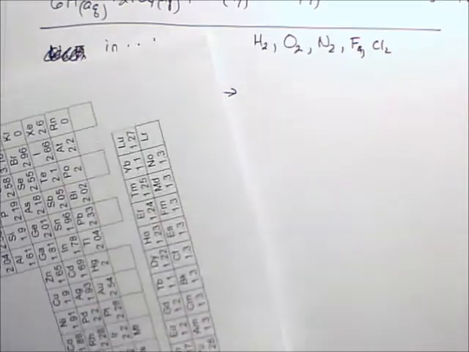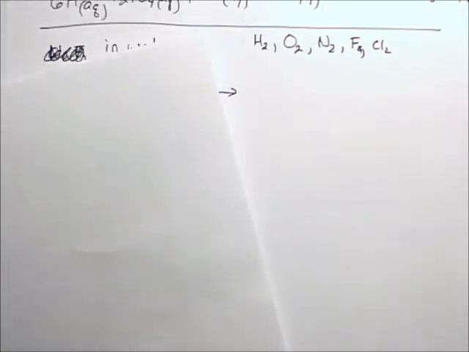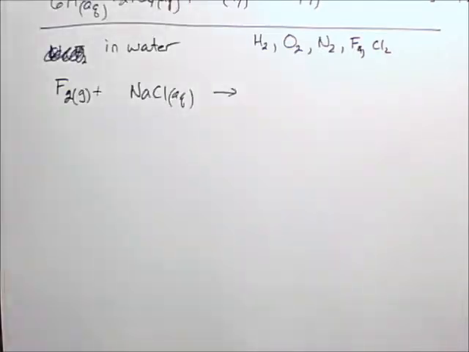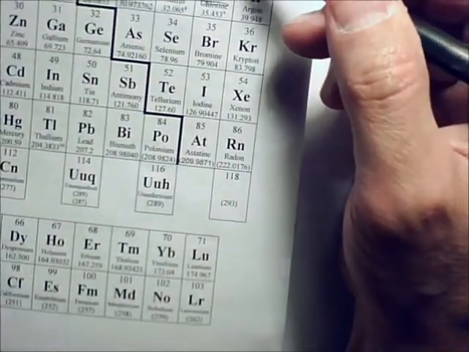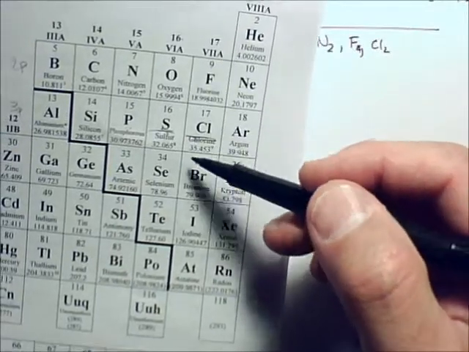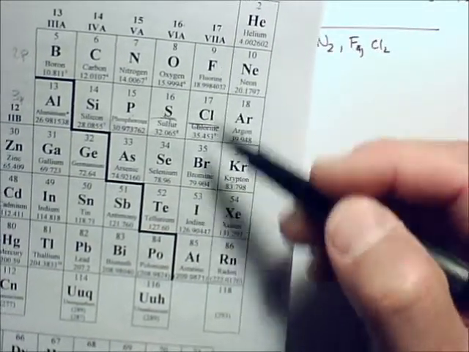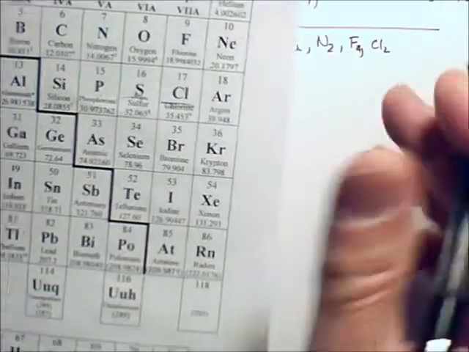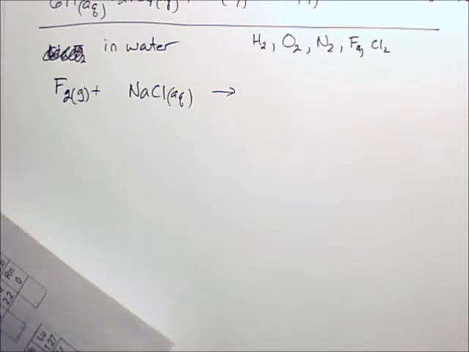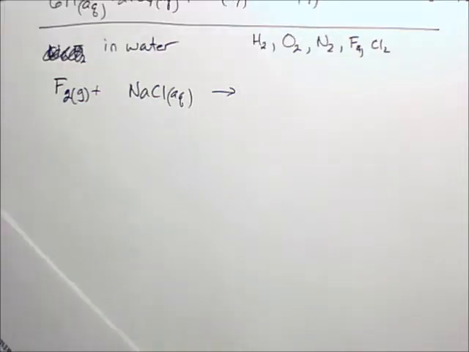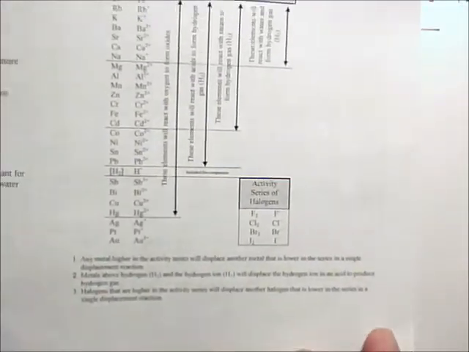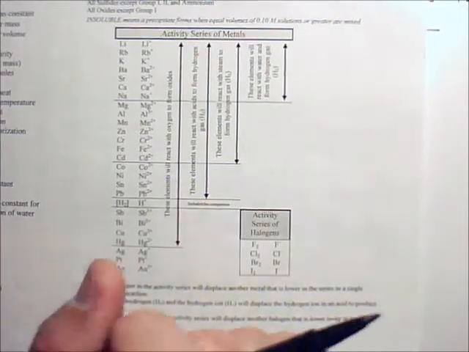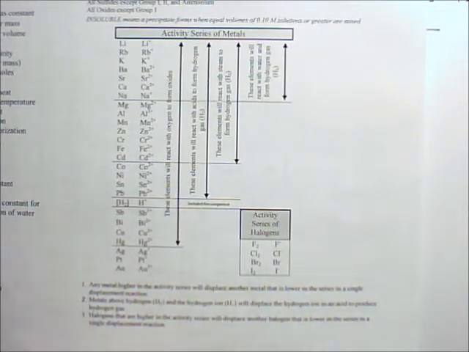Back when we were in the second unit, we were identifying regions of the periodic table. And we found that the name of this column right here was the halogens. So fluorine is like chlorine because they're both halogens. Okay? So now we've got to go back to our activity series and figure out if fluorine will replace chlorine. So look at your activity series and figure out if fluorine will replace chlorine.